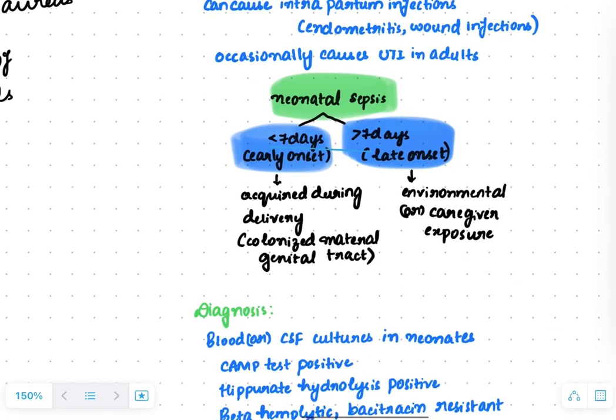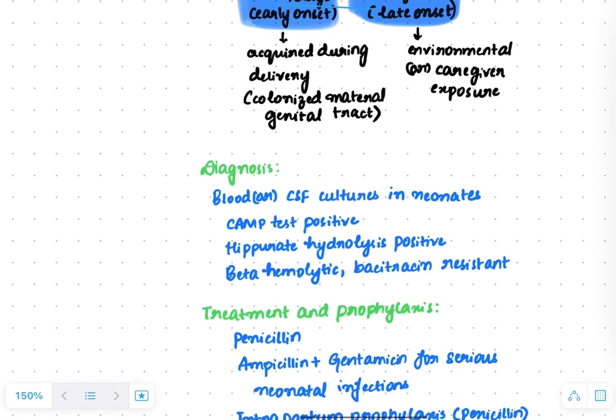Coming to neonatal sepsis, whenever the onset of the sepsis is less than 7 days after birth, it is early onset. After 7 days it is late onset. Early onset is acquired during delivery, from the colonized maternal genital tract, that is, whenever agalactiae colonizes the tract, it causes this. Next, more than 7 days is late onset. It may be due to environmental or caregiver exposure.